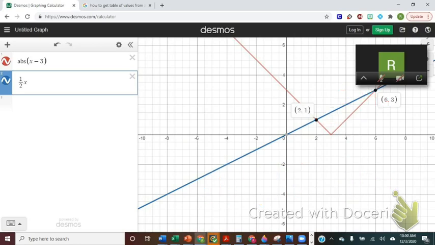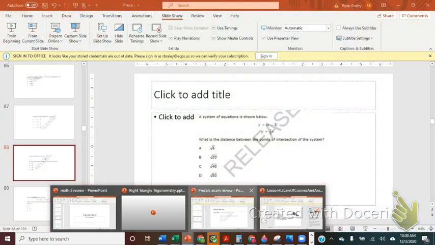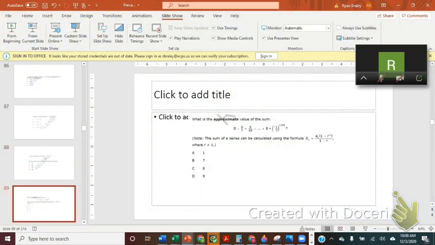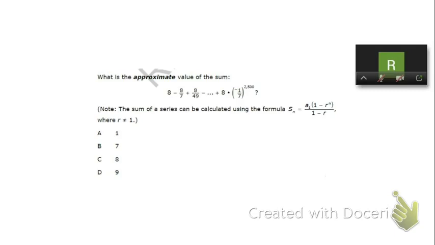All right, let's look at the next one here. Okay, so this is another find the sum. And actually, this one's nice enough to have given you the formula. So your first number is 8.